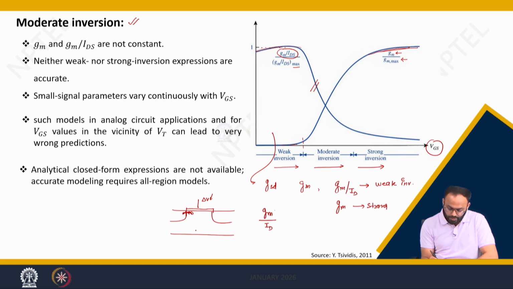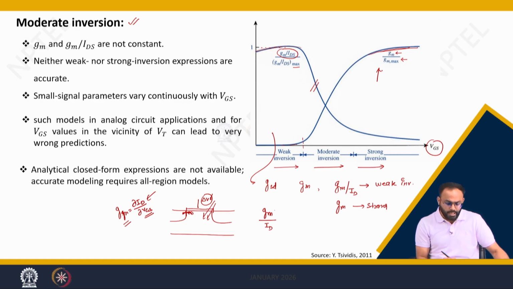Whereas in strong inversion, the change in the voltage adds a constant amount of charge into it. That is what gm equals delta ID divided by delta VGS. So a change in voltage in saturation adds a constant amount of charge and hence a constant amount of current. That is why gm is constant in strong inversion.